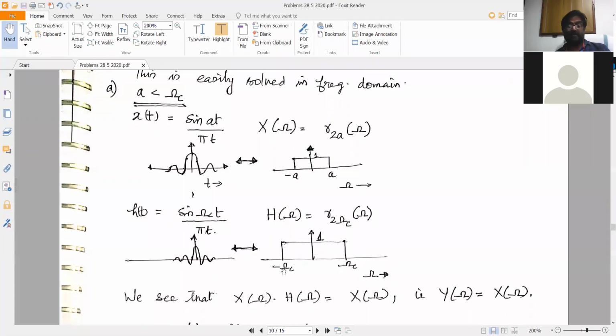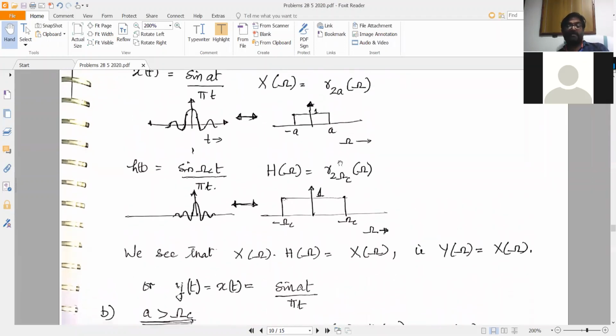So a is less than omega c, and minus a, the absolute value is a, which is less than omega c. So minus a will be somewhere here, plus a will be somewhere here. Which means this signal is completely passed without any distortion. Therefore, X of omega into H of omega is simply equal to X of omega, right? And outside this, it's multiplied by 0. So inside this region, it's multiplied by 1.